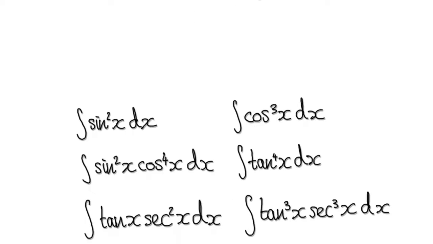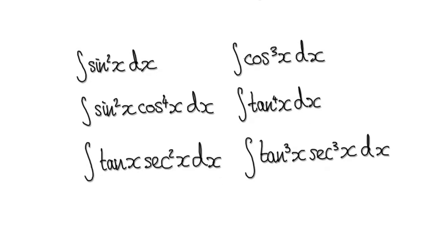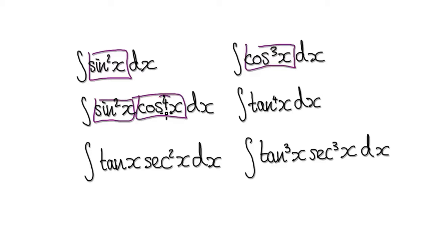Now I'm going to introduce you to trigonometric integration. So we will be integrating the likes of sine squared or cosine to the power of 3, or the mixture of the two, sine squared cos to the power of 4, or the likes of this, or 10x secant squared of x.